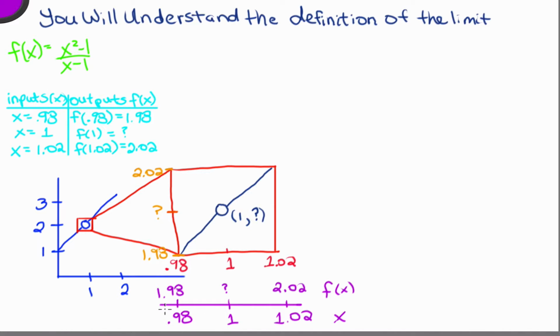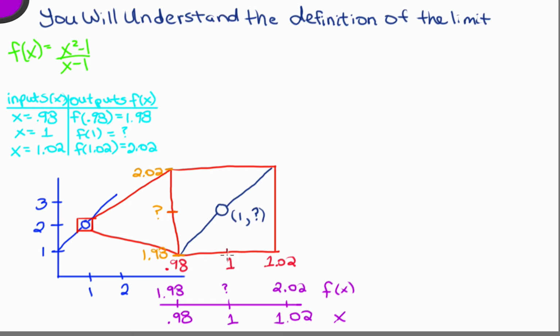I have a little scale here with my inputs on the bottom and my outputs on the top. Notice when x is 0.98, f of x is 1.98, and so on and so forth. As we get closer and closer to 1 from the left, it looks like the outputs are approaching 2. As we move closer and closer to 1 from the right, it looks like the outputs are approaching 2 as well.